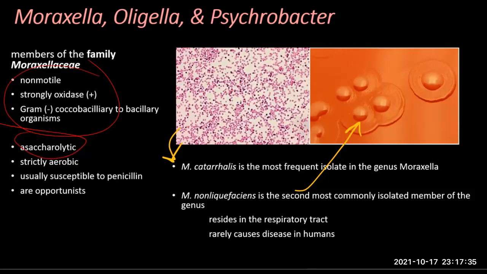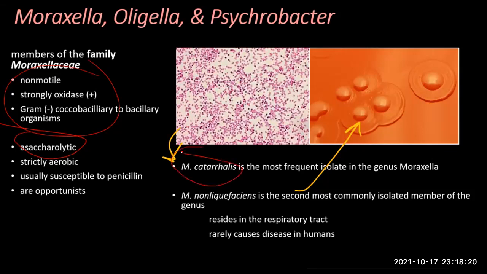What do you mean by asaccharolytic? They are biochemically inert with regard to carbohydrate oxidation, and they are strictly aerobic. They really need oxygen and are usually susceptible to penicillin, an unusual characteristic for a non-fermenter. These isolates are opportunists that reside on the mucous membranes of humans and lower animals and can be isolated from the respiratory tract, urinary tract, and the eyes. However, they rarely cause disease in humans with the exception of M. catarrhalis.